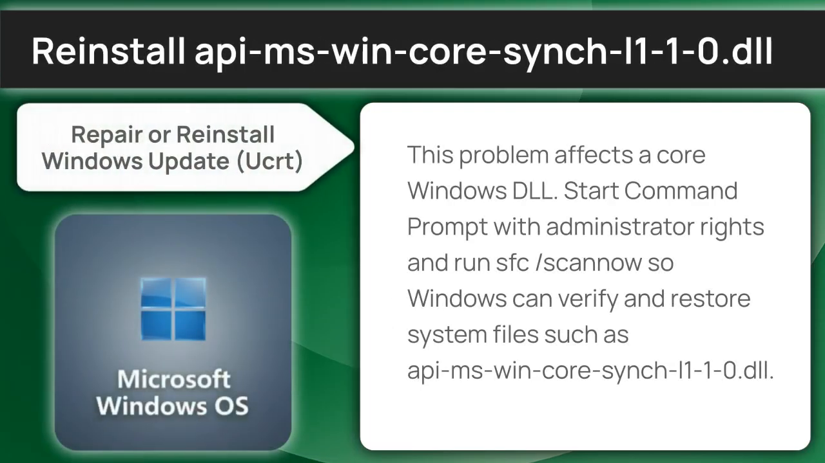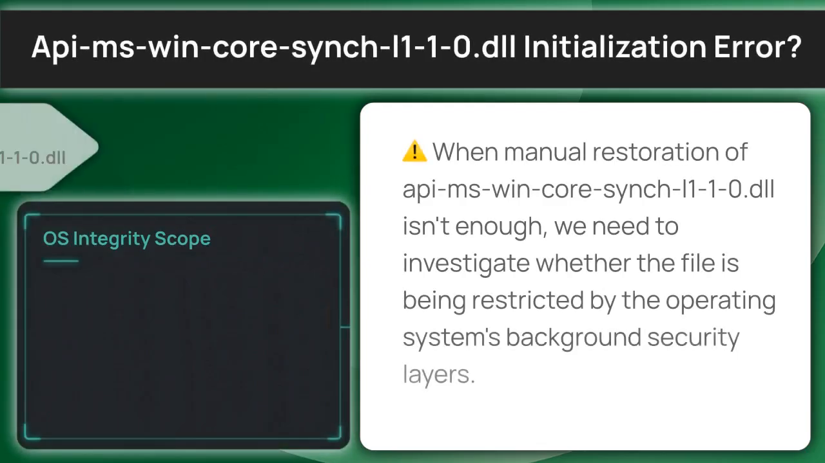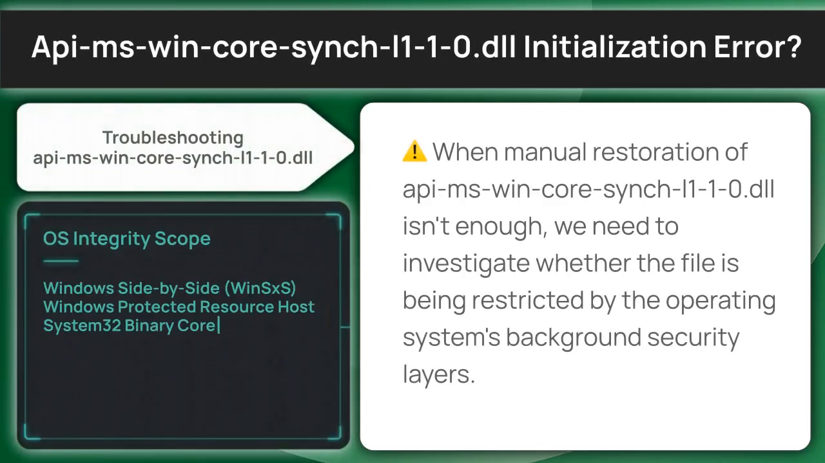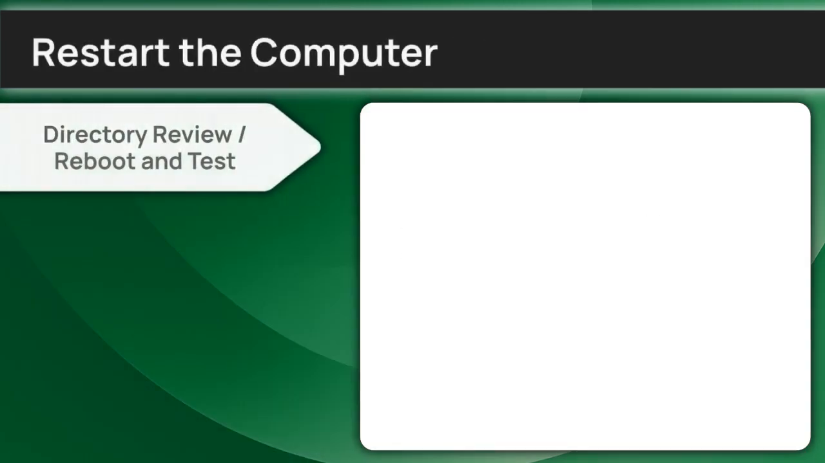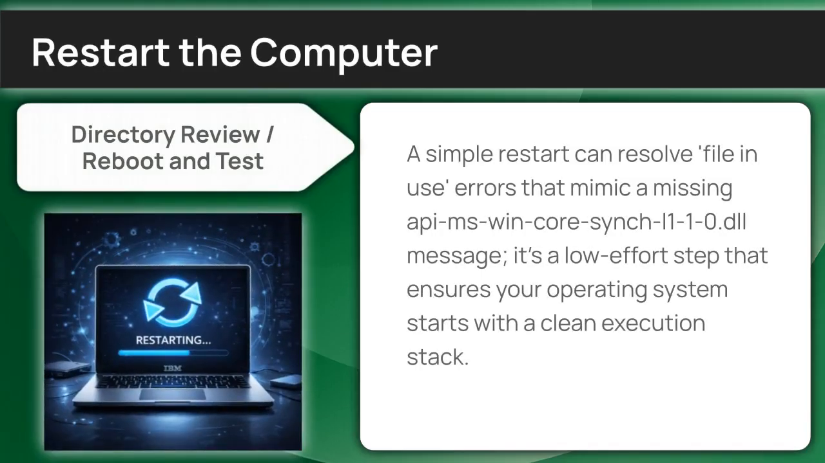Start command prompt with administrator rights and run sfc /scannow, so Windows can verify and restore system files such as Core Synchronization API. Should the file remain missing after a reinstall, we need to ensure that the operating system is forced to re-index its shared library paths. A full system restart ensures that no background processes are currently locking the Core Synchronization API file. A fresh boot allows Windows to reinitialize its library map from a clean state.